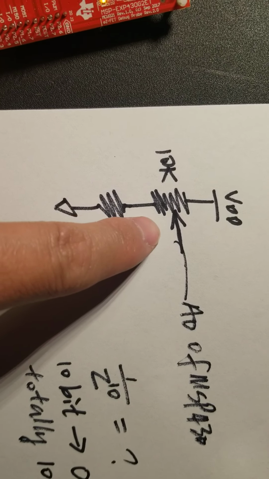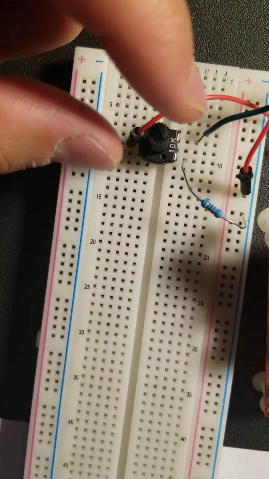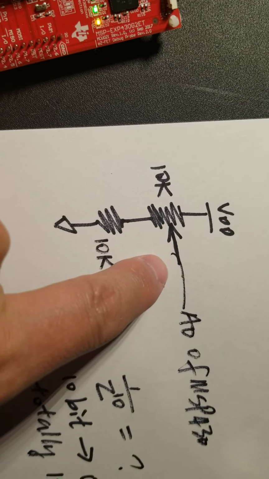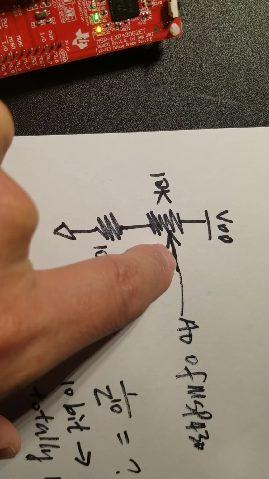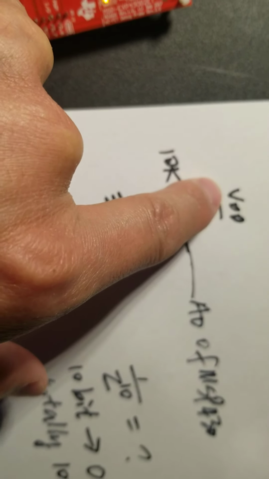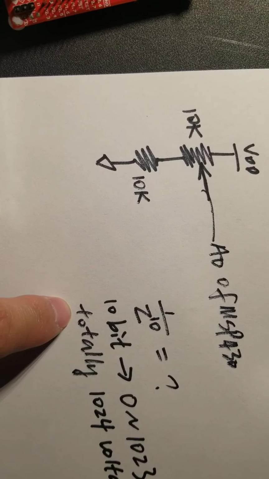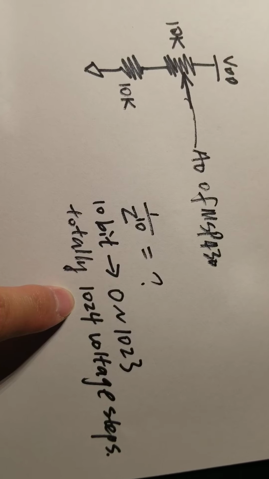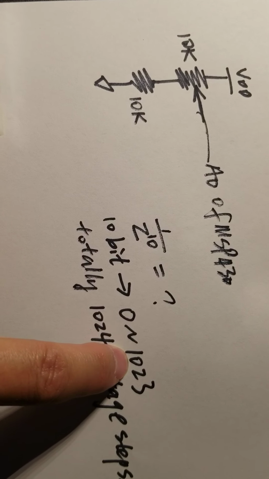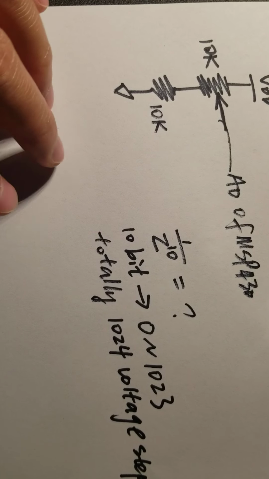You can imagine that if I twist the little knob of the potentiometer to here, so for example, this wiper being shorted to here, A0 is going to read the full VDD range. Which means your ADC is going to read a value of 1023, because that's the maximum value for the 10-bit ADC.